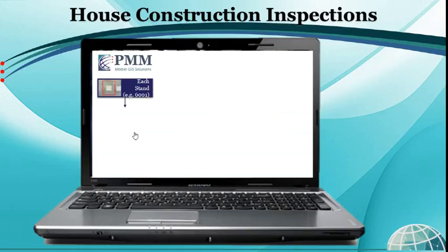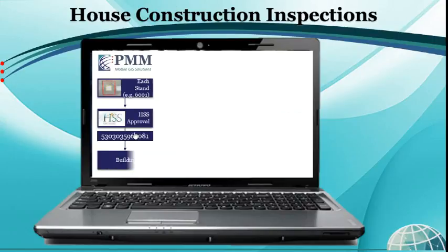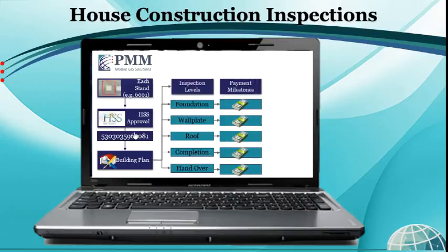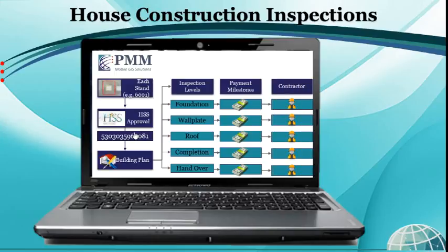The approved beneficiary is linked to the allocated stand, and the stand is linked to the correct building plan. The building plan is then linked to the inspection levels, for example, foundation, wall plate, roof, completion and handover. The inspection levels are linked to the payment milestones and contractors.